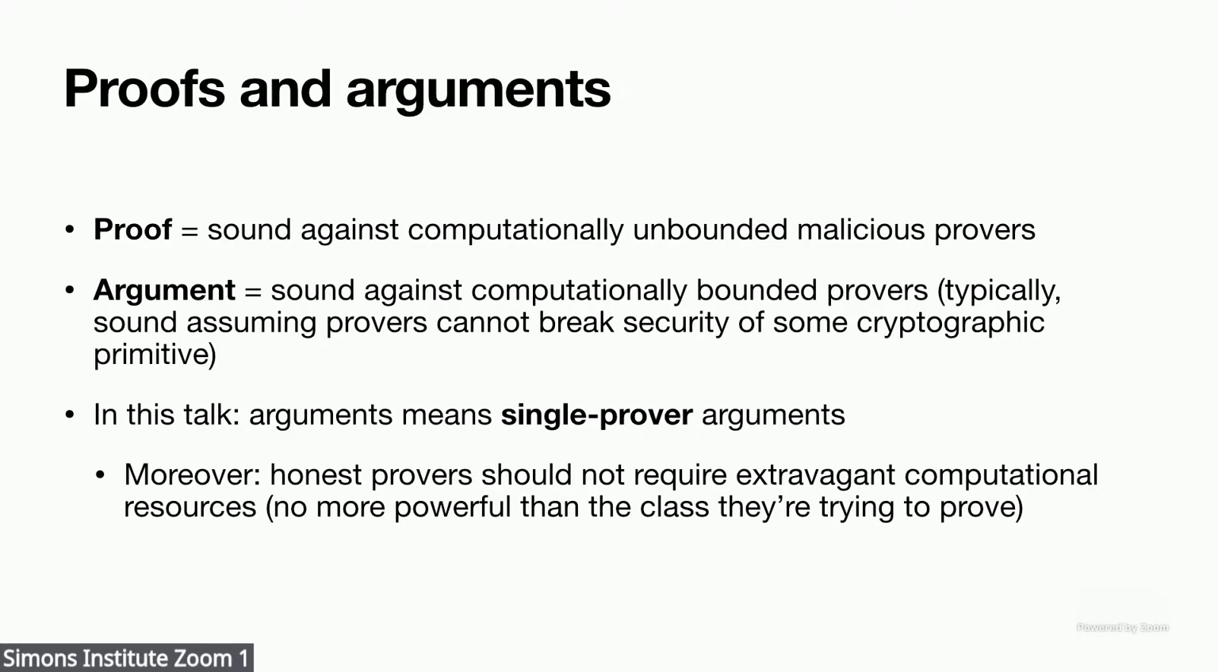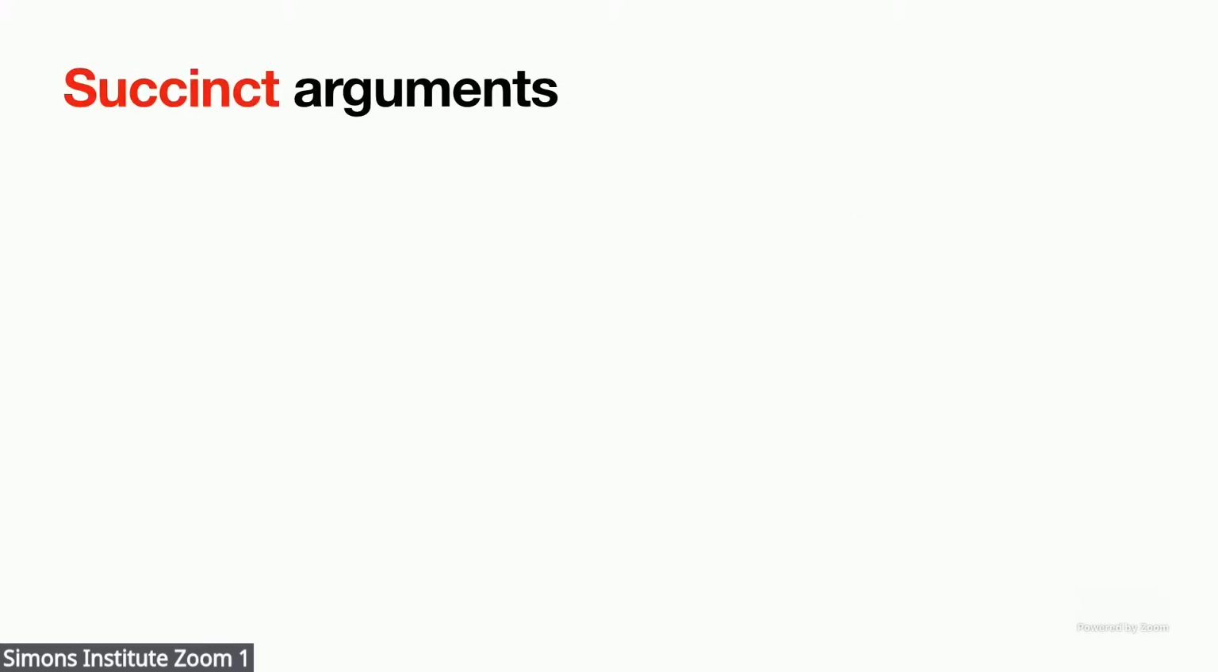So even though there'll be arguments for powerful classes like QMA, the actual power required by the prover will be just polynomial time on top of maybe having a witness for the QMA problem. So the idea is if someone hands you the solution, then you could prove the solution is correct in a reasonable amount of time. Okay.